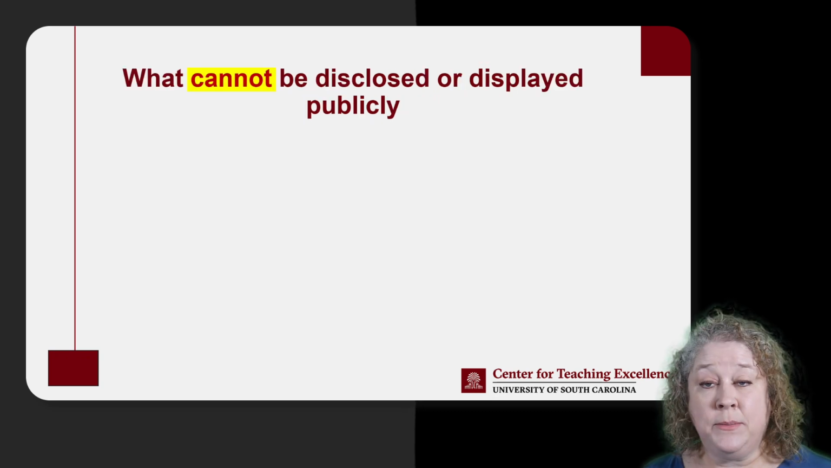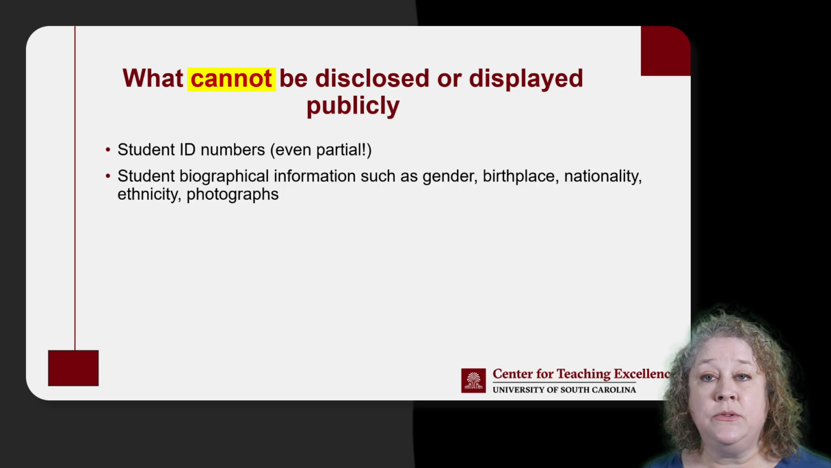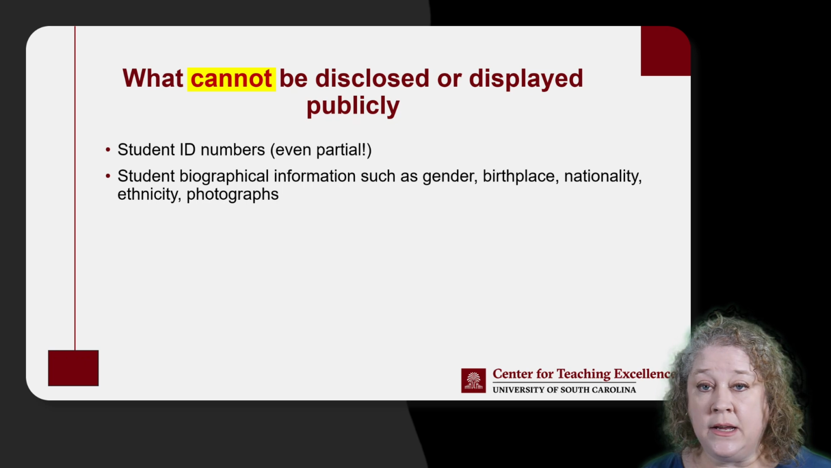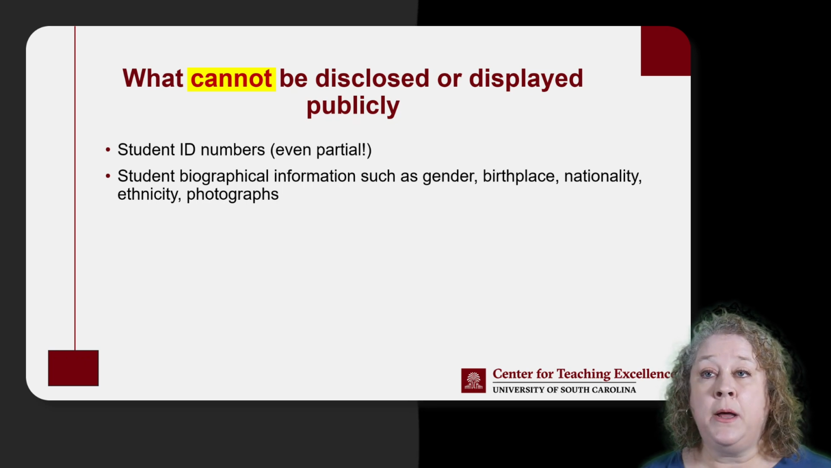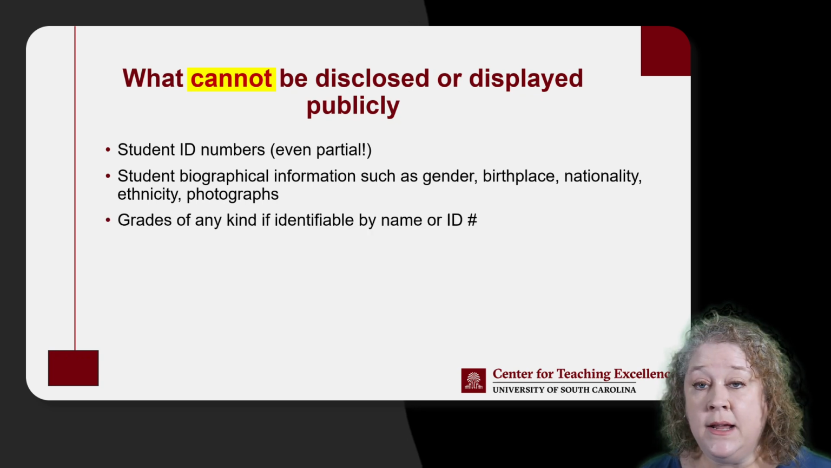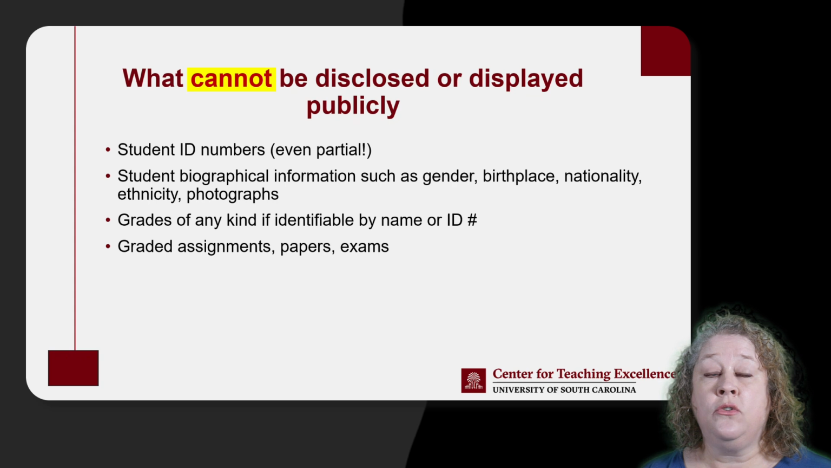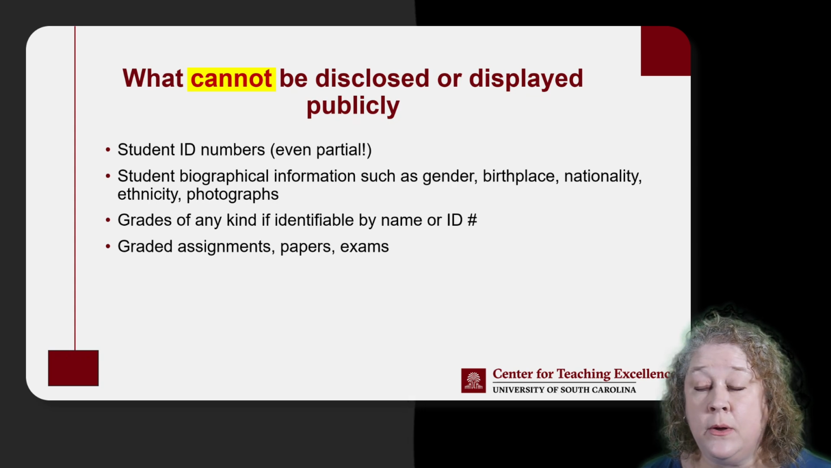What cannot be disclosed and is protected by law is student ID numbers. Even partial numbers cannot be disclosed. Student biographical information such as their gender, their nationality, ethnicity, photographs cannot be displayed publicly or disclosed without the student's permission. Grades of any kind, if identifiable by their name or by their ID number, cannot be given out or shared. Graded assignments or exams cannot be shared, cannot be posted into a public place.